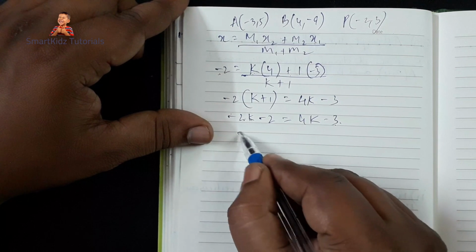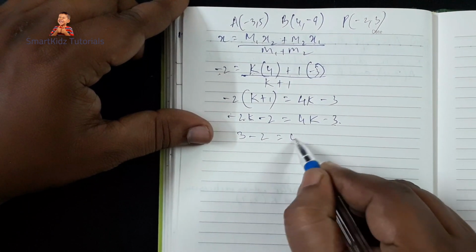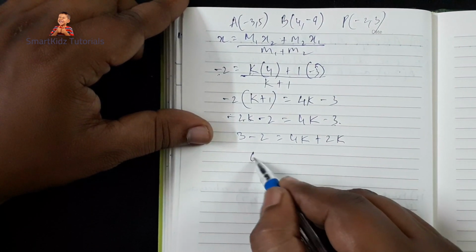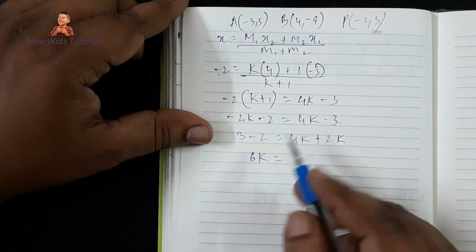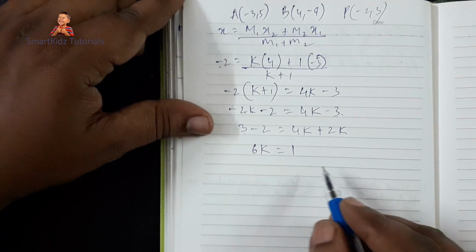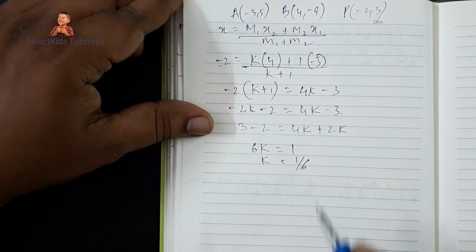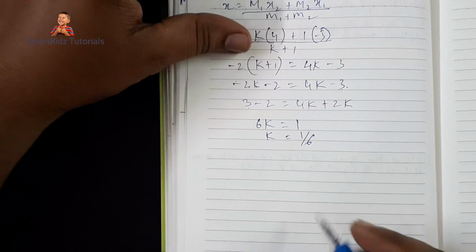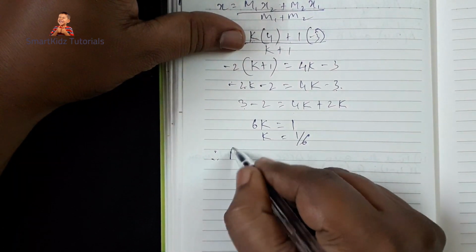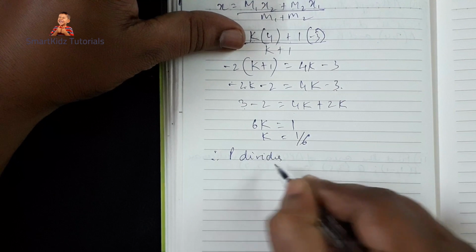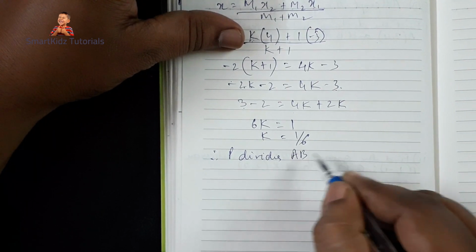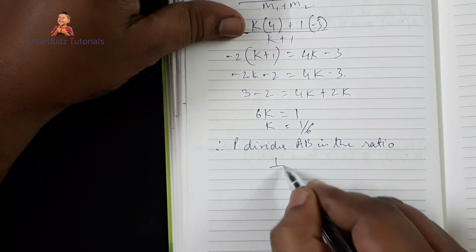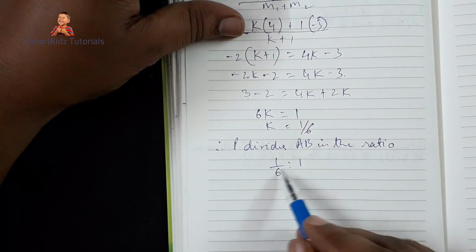So that will become positive. 3 minus 2 equal to 4k plus 2k. Okay, 4k plus 2k is 6k, equal to 3 minus 2 is 1. K equal to 1 upon 6. Okay, so therefore you can write, therefore P divides AB in the ratio 1 upon 6 is to 1, because we had taken k is to 1, right?